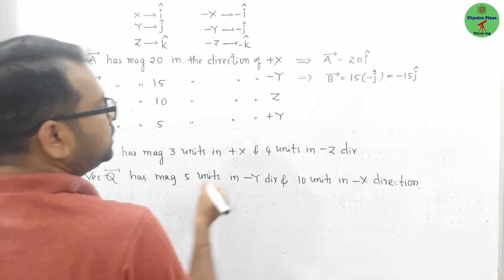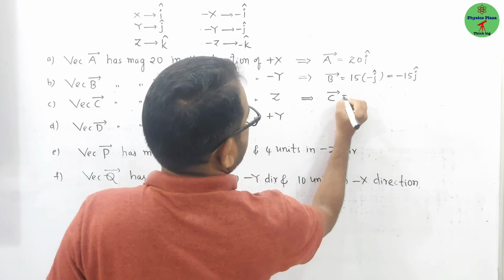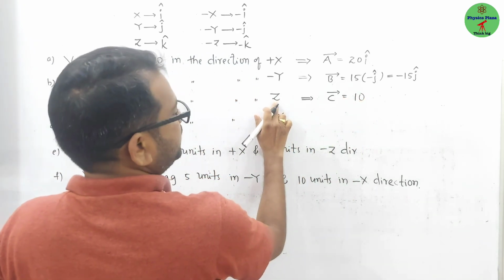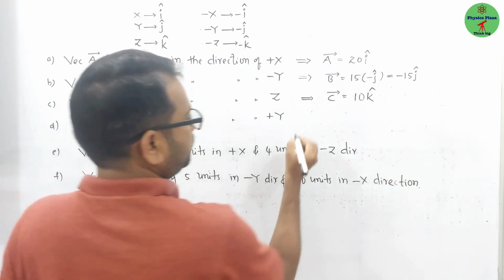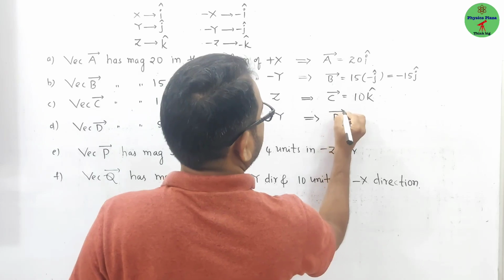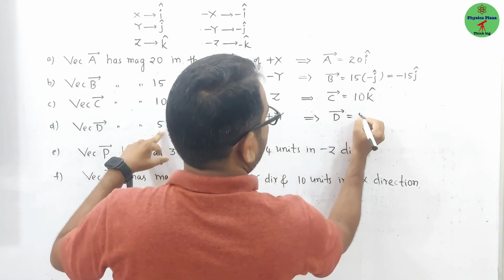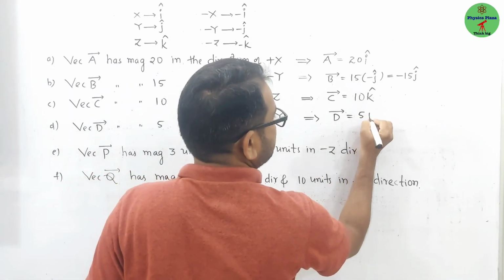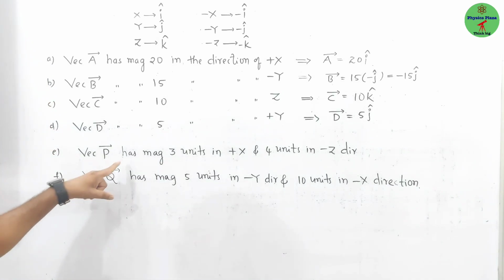Okay, fine. The third one, vector C, of magnitude 10 acting towards the z. Towards the z, what, children? k cap. Okay, fine. Next, vector D, which has a magnitude 5 along y axis. What, children? It is simply 5 j cap.